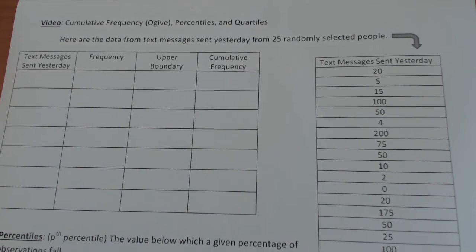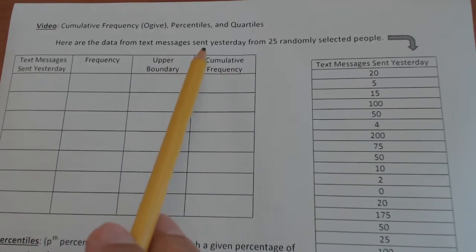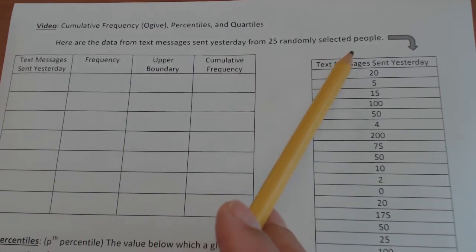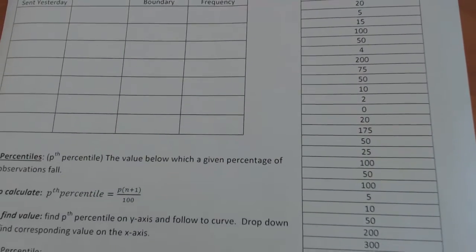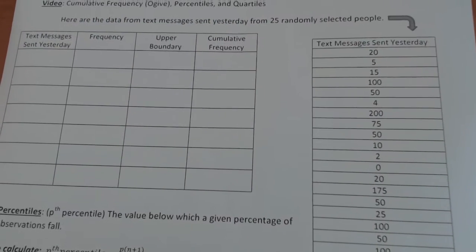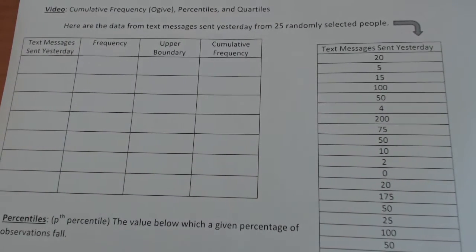Today we're going to be doing cumulative frequency, which are called ogives, percentiles, and quartiles. So here we go. Here are the data from text messages sent yesterday from 25 randomly selected people. This was actually all of the data that you received for your activity, and you had to make a grouped frequency table and a histogram.